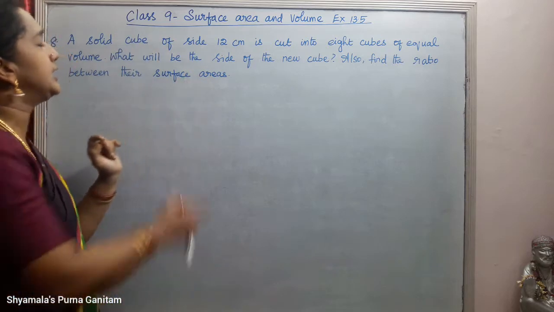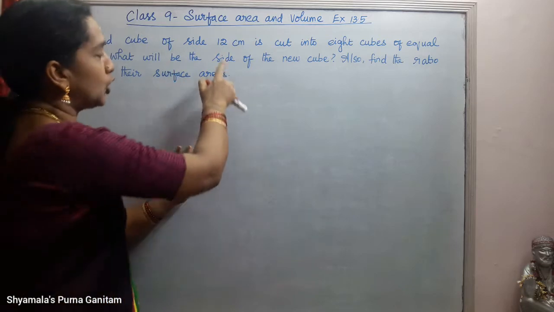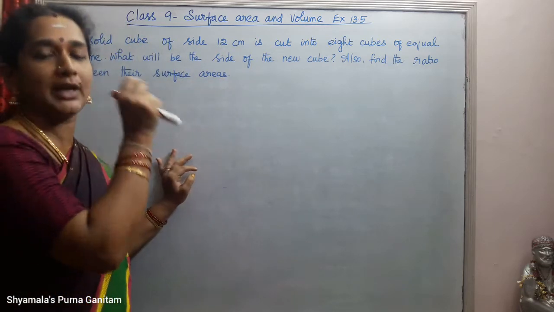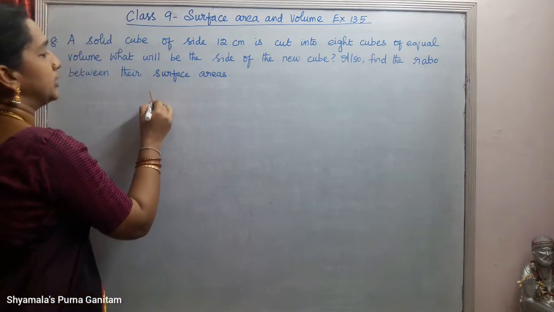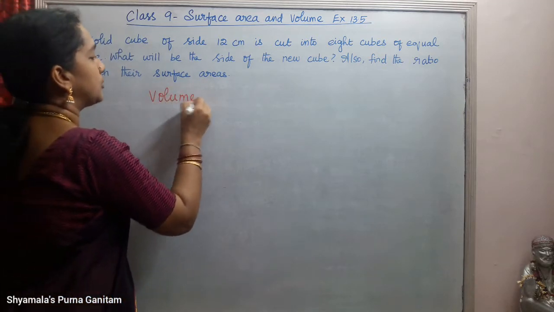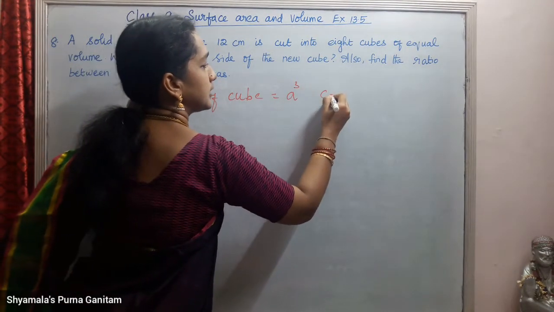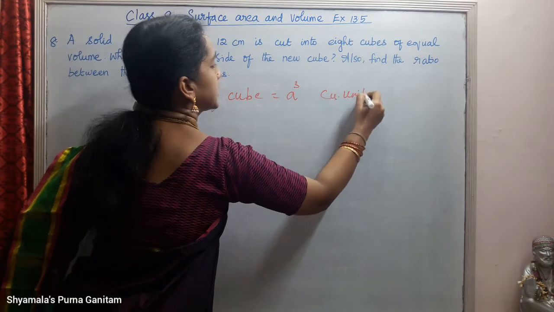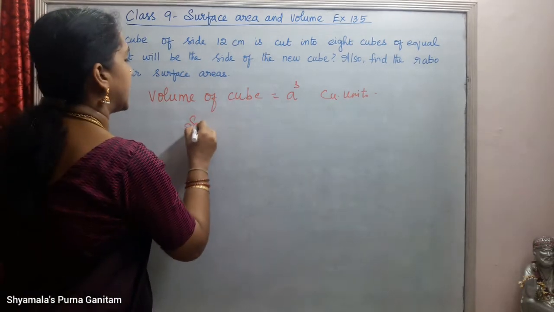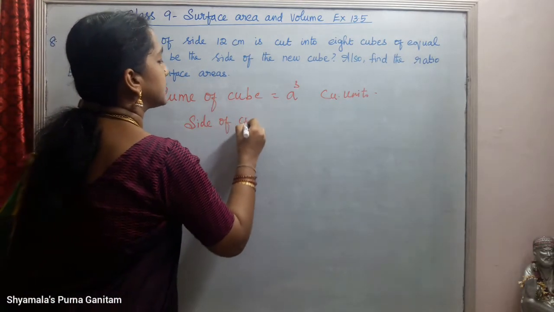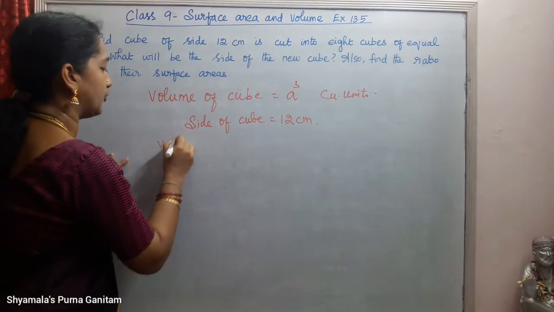First we will find the volume of the bigger cube of 12 centimeter. The formula for the volume of a cube is a cube cubic units. Here the side of the cube is given as 12 centimeter, so we will substitute this in the volume formula.